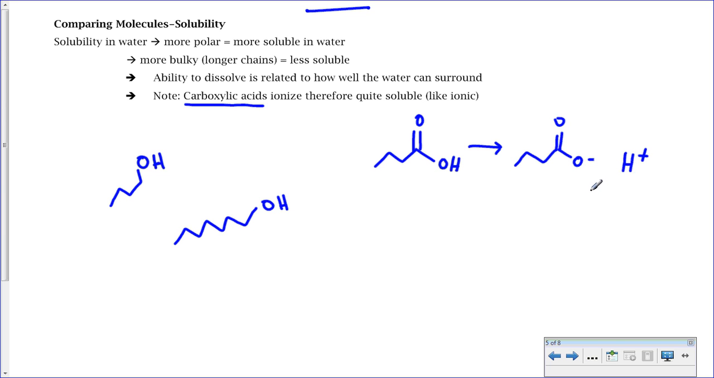Because as you know from your previous studies of properties, ionic compounds tend to be very soluble in water because of the attraction to the negative ion and the attraction to the positive ion, and water's ability to surround these ions. Much like our discussion over here, though, as the chain gets longer, that solubility is going to decrease.